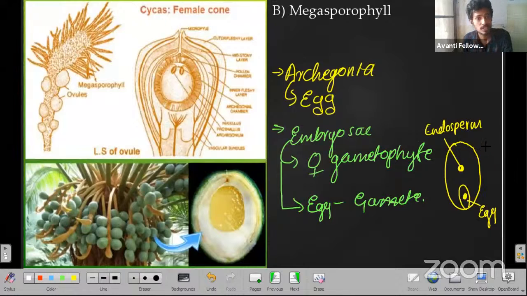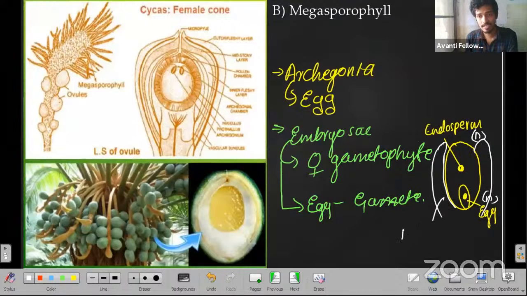Yes, correct. Both are n because both of them are produced from the process of meiosis. So this is the female gametophyte. One contains the egg and another one contains the endosperm, but both of them are haploid in nature. This will be covered with a kind of structure that we call the nucellus.